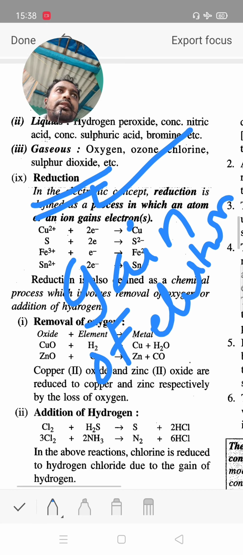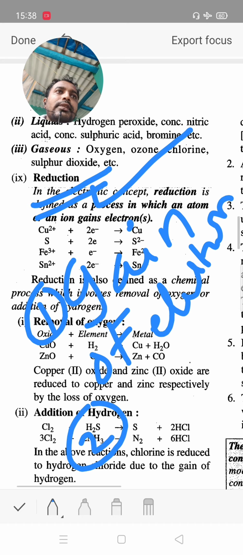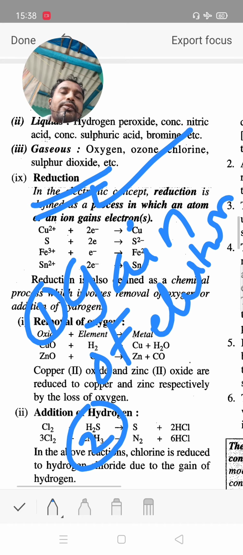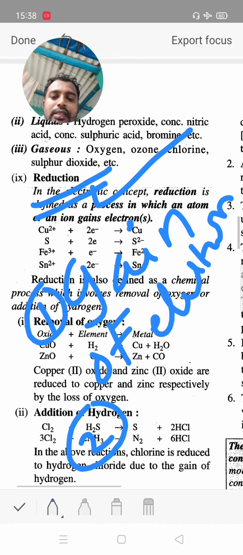First definition, gain of electron. Second definition, addition of hydrogen, or addition of hydrogen and removal of oxygen, or decrease in oxygen content. This process is known as reduction.